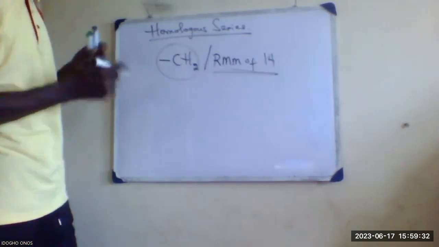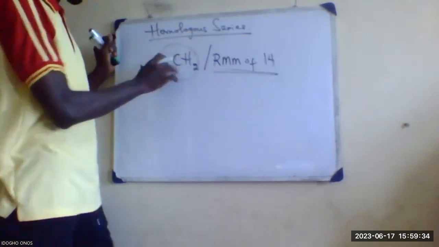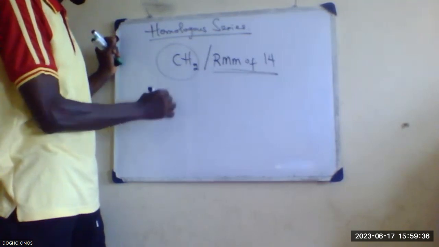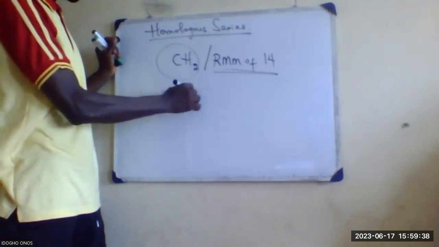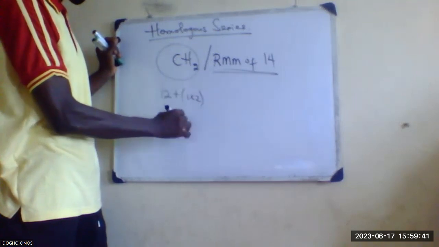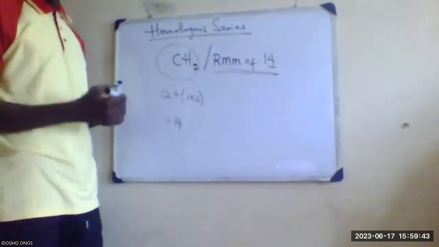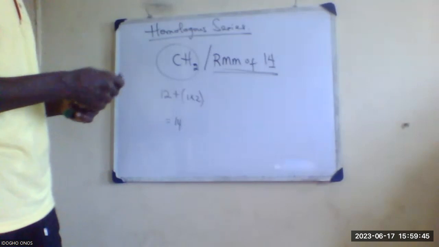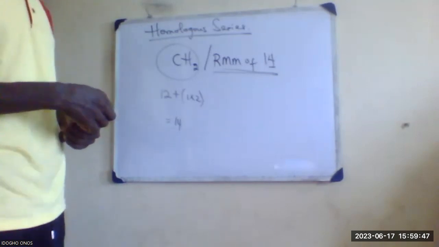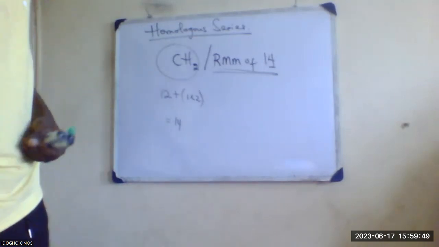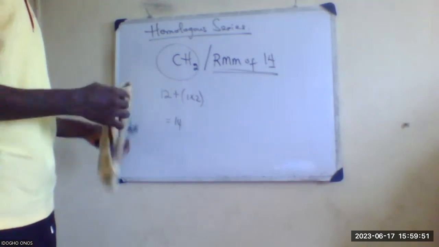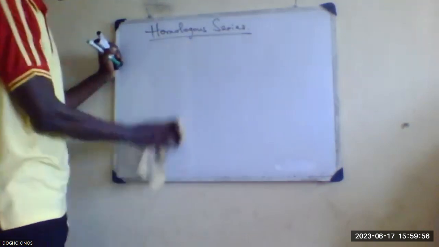How did they arrive at that 14? The relative molecular mass of carbon is always 12. So if carbon is 12 and hydrogen is 1, 1 times 2, all together should give me 14. So that's how they got this 14. Each successive member differs by a relative molecular mass of 14 grams per mole. That is what homologous series is all about, the definition of homologous series.